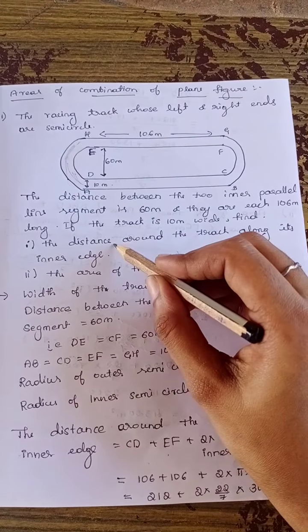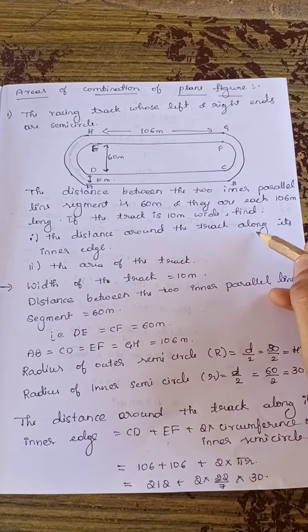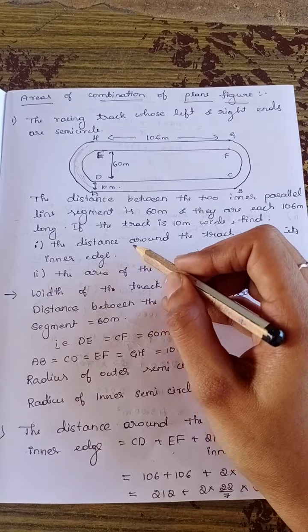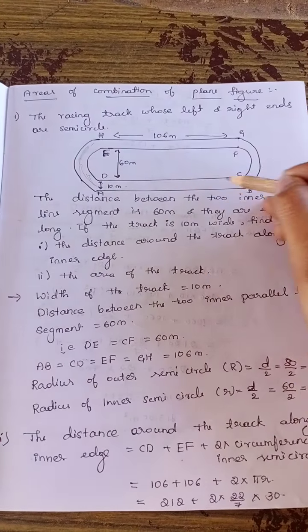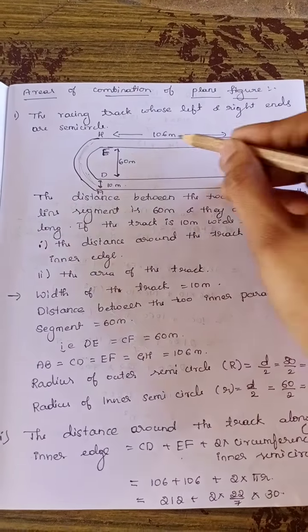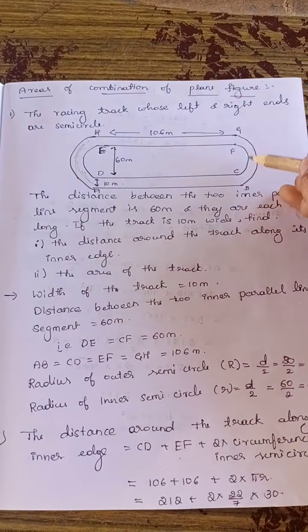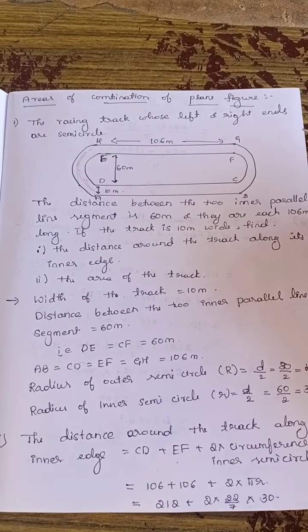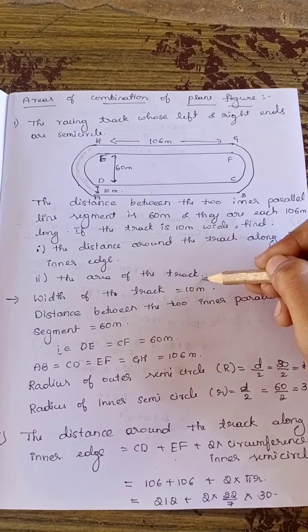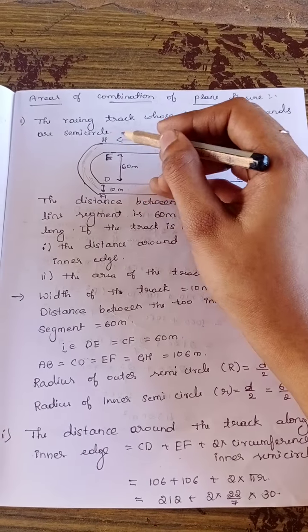You have to find the distance around the track along its inner edge. We have to find the distance of this inner track along its inner edge. Second, we also have to find the area of the track.